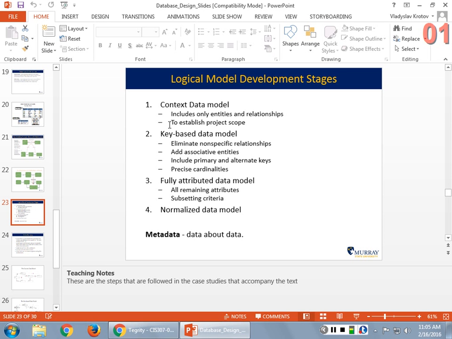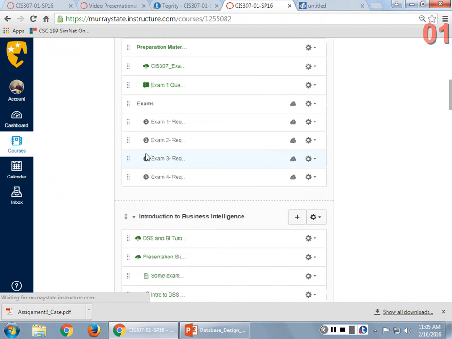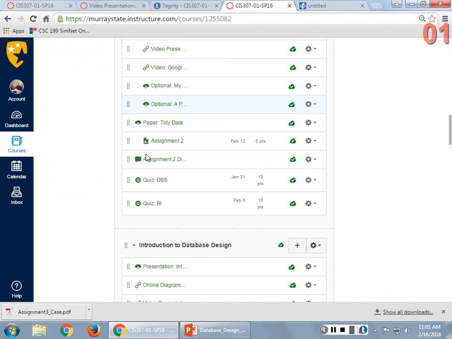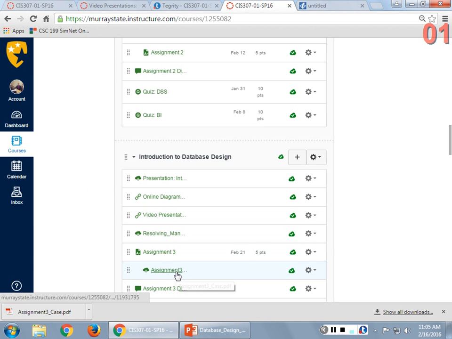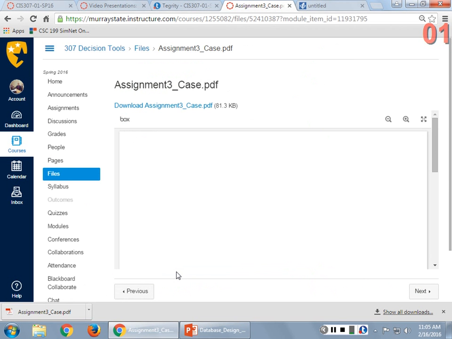Okay, so I will use a small example for this lecture, and this example will come from your assignment 3. I posted the case itself. It's also in your textbook. You don't have to read it from your textbook. I'll put it on the screen right here.